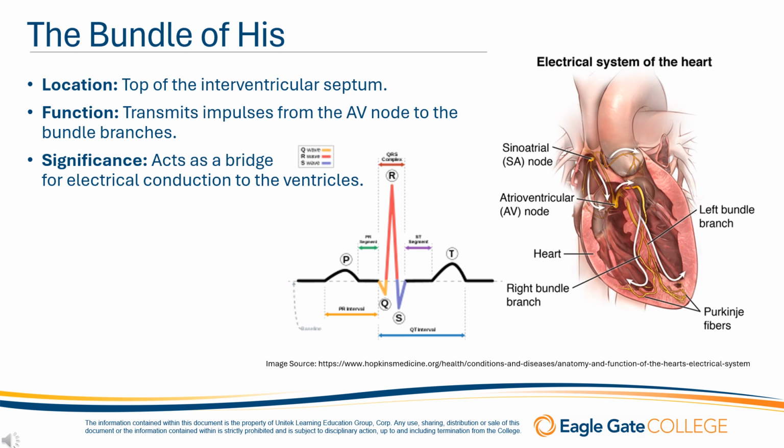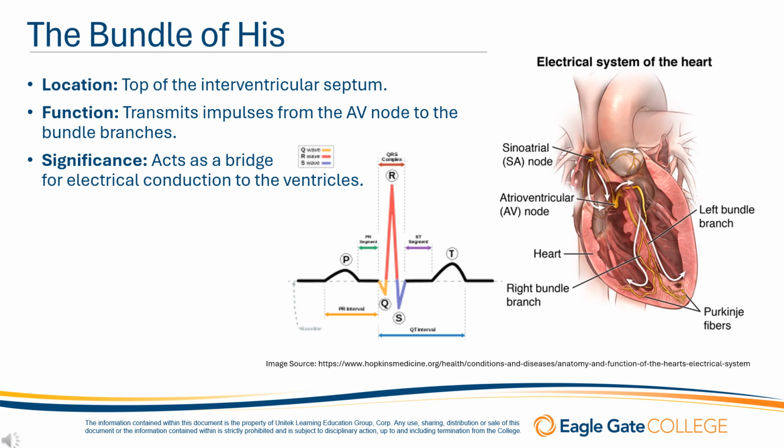This synchronization is crucial for the effective pumping of blood out of the heart to the lungs and the rest of the body. The bundle of His serves as the bridge between the atria and the ventricles in the heart's electrical conduction system. Without the bundle of His, the electrical impulses from the AV node would not reach the ventricles efficiently, leading to a lack of coordination in ventricular contraction, and this would severely compromise the heart's ability to pump blood effectively. Furthermore, the bundle of His helps to maintain the sequence of the heart's electrical conduction.